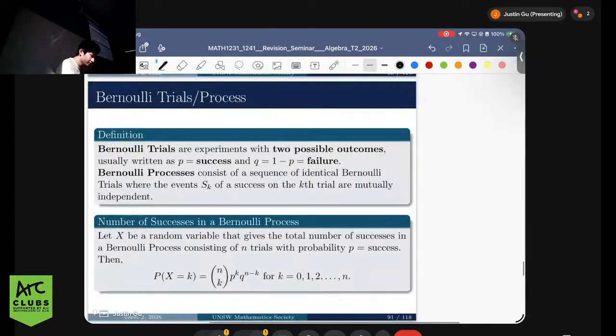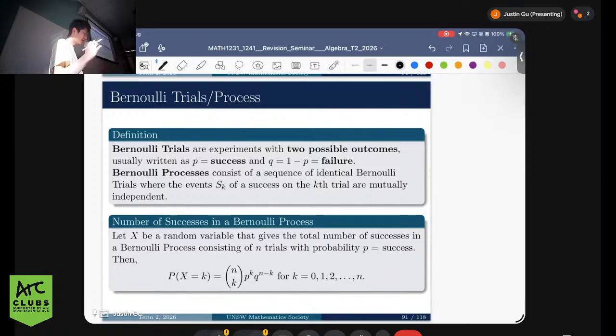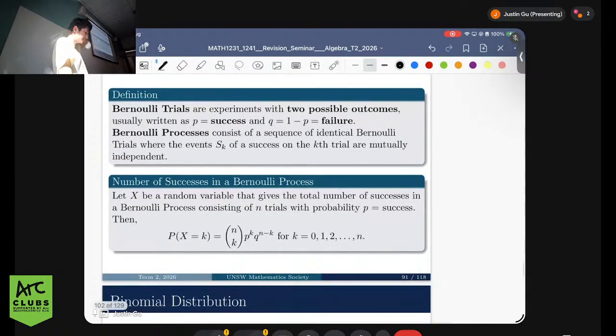Now to talk about distributions in general. Oftentimes there are distributions we care about more than others. One of these is the Bernoulli distribution or Bernoulli trial, where these are experiments with two possible outcomes only, usually written as p equals success and q equals 1 minus p failure. So it's a p chance of succeeding, 1 minus p chance of not succeeding. And Bernoulli processes consist of a sequence of identical Bernoulli trials where the events S_k of a success on the kth trial are mutually independent, right? So one trial doesn't affect another.